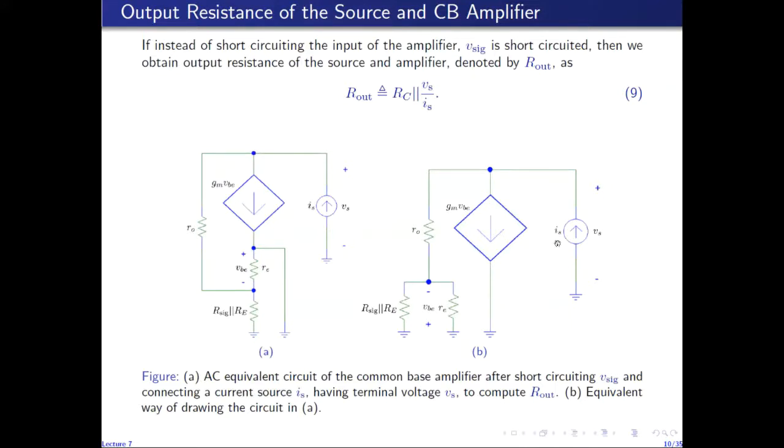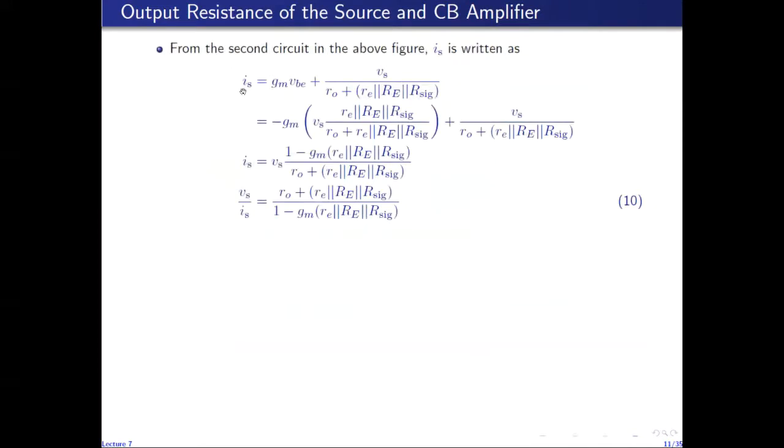So we can write the current in this circuit, Is, as the sum of currents flowing through this branch and this branch. The current flowing through this branch is gm VBE, and the current flowing through this branch is the voltage across this branch, which is the voltage of collector with respect to ground, which is Vs, divided by the equivalent resistance, which is small r0 plus this parallel combination. So I write Is as gm VBE plus the current through the branch, which is Vs over the equivalent resistance.